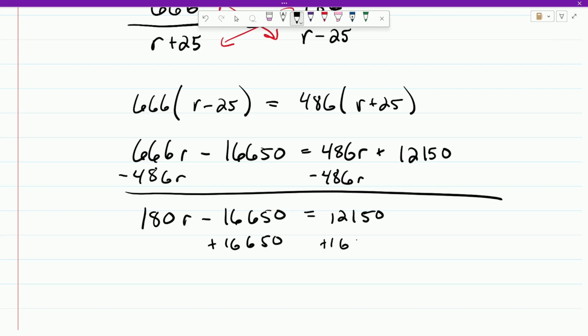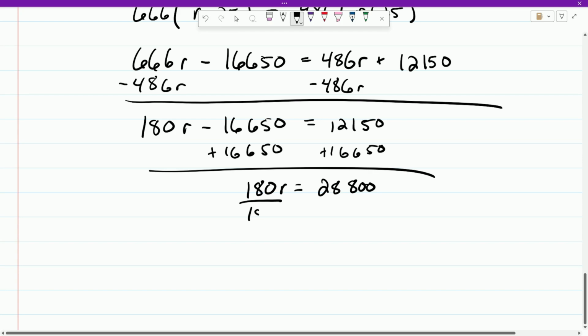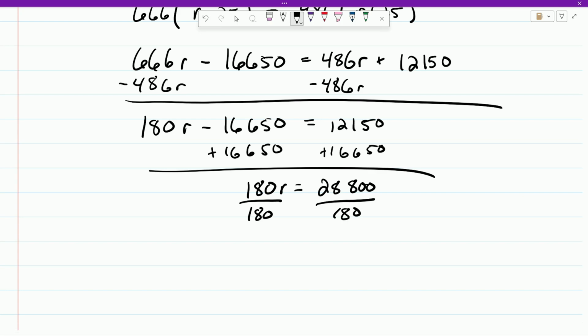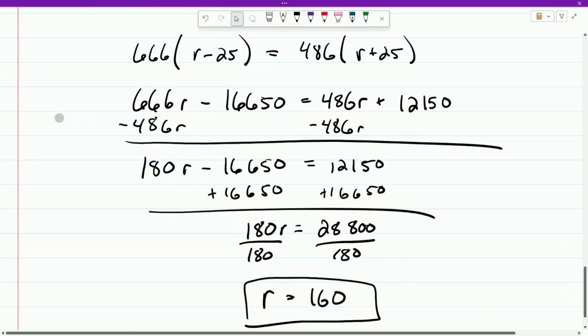Now we're going to add 16,650 to both sides. So give me a second here. 16,650 plus 12,150, and that's going to be 28,800. And finally, divide both sides by 180 to give us a very nice number of 160. Okay, and that is, what is that? Feet per second, miles per hour, miles per hour.